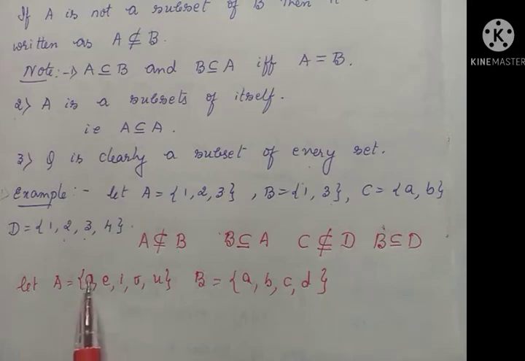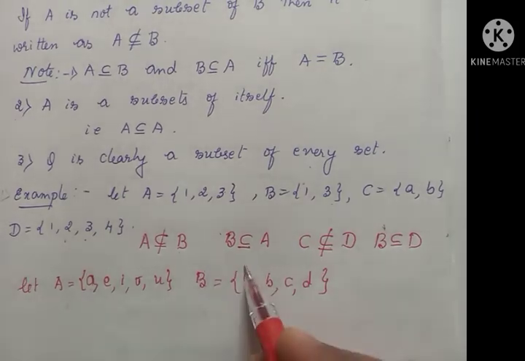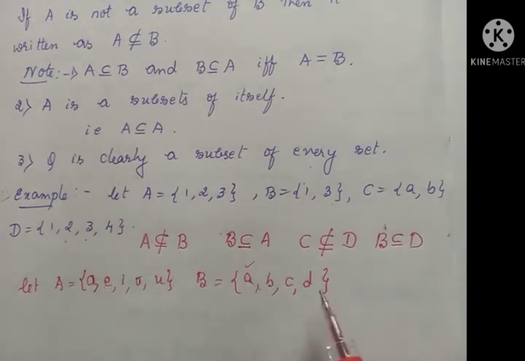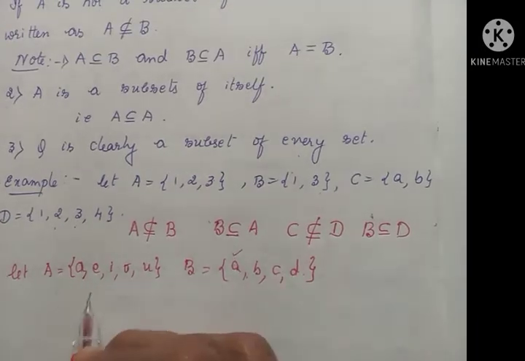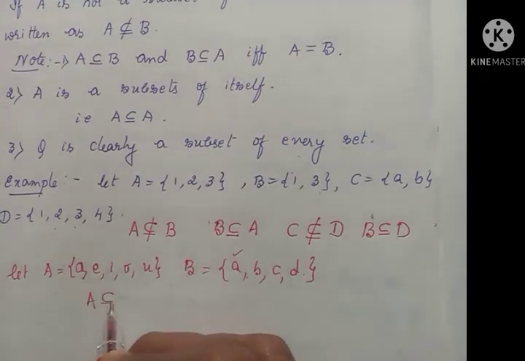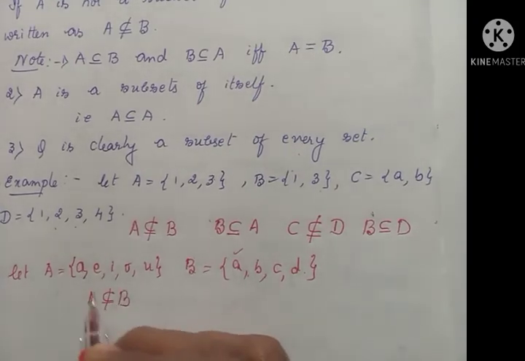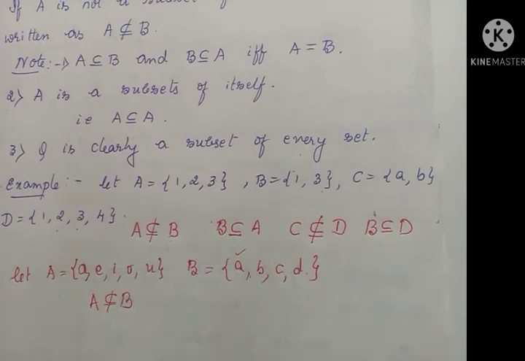To say that A is a subset of B, every element of A should be in B. So here A is there. E is not there. So you got one element which is not in B. Clearly I can say that A is not a subset of B. So no need to check further. If you got one element that is not in B, then we say that that is not a subset.